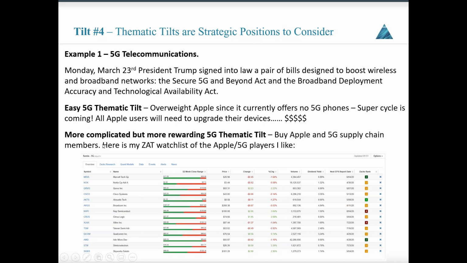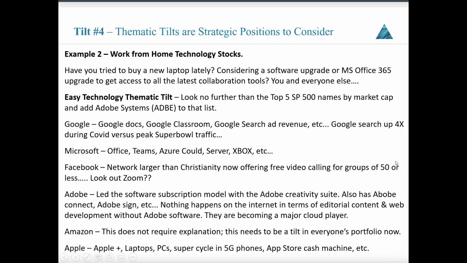The other thing that you can do, it's a little bit more complicated but more rewarding than just buying Apple, is you can buy Apple's 5G supply chain. I've had some conversations with some of our clients already about this. I have a watch list that I like, that I maintain. I'm sharing it here with you guys. Do some research on these names. You can call me. There are some real winners in this space, much more so than even Apple if you play the supply chain. A little bit more sophisticated, but again, this is thematic tilt number 4 that I'm recommending that you at least be aware of. There's some that I really don't believe in, but there are some really good ones as well.